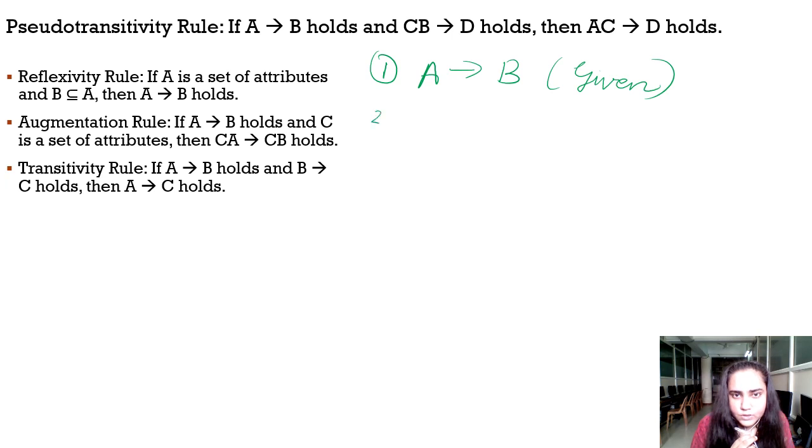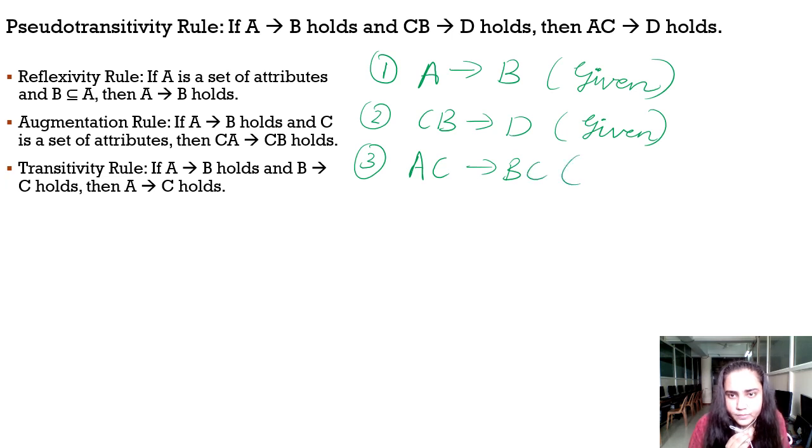You can also mention the second rule directly, which is already given to you, the second statement. I'm not using it right away, but you can write it, there is no problem. So these two things are given. Now, in my third step, I'm going to do a simple augmentation. Here I have BC or CB, so I just want BC or CB here also. So I'm going to augment over there C. So it gives me AC determines BC. So this is a simple augmentation.